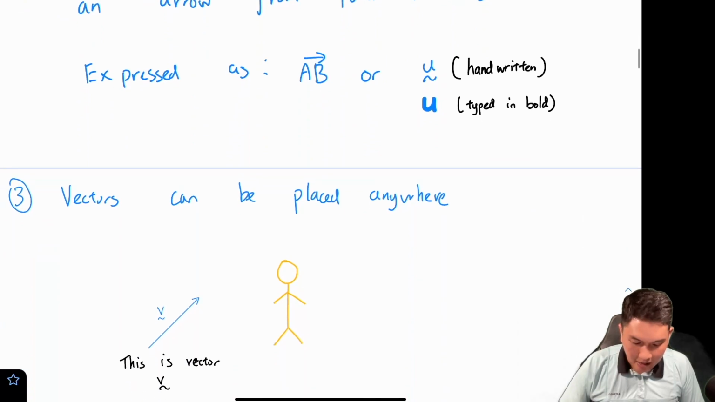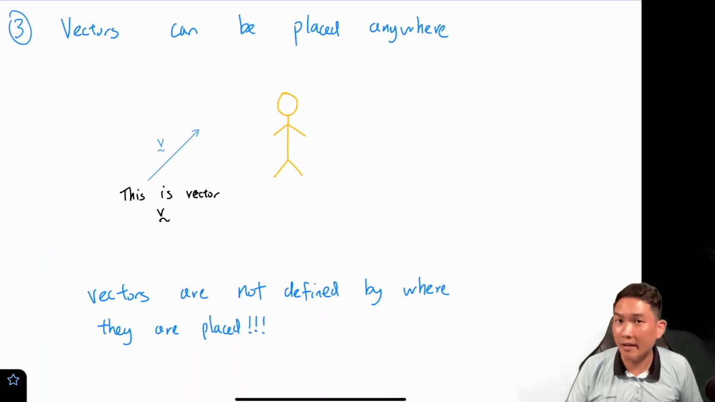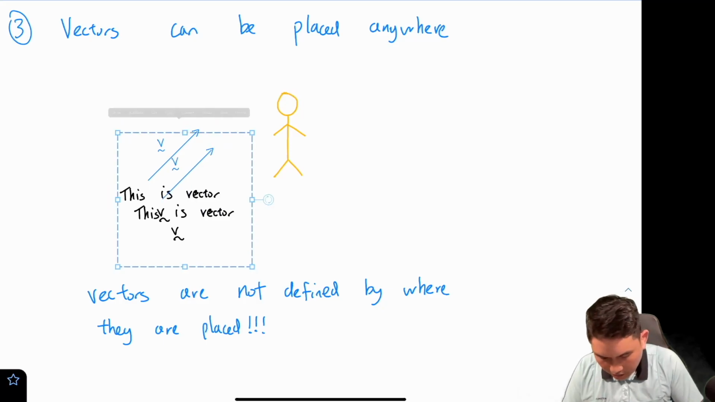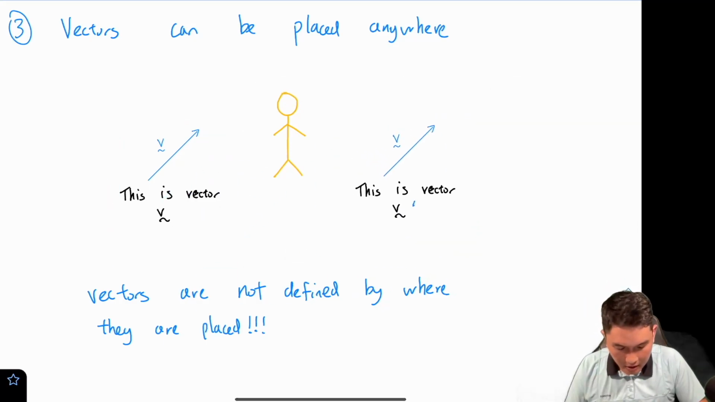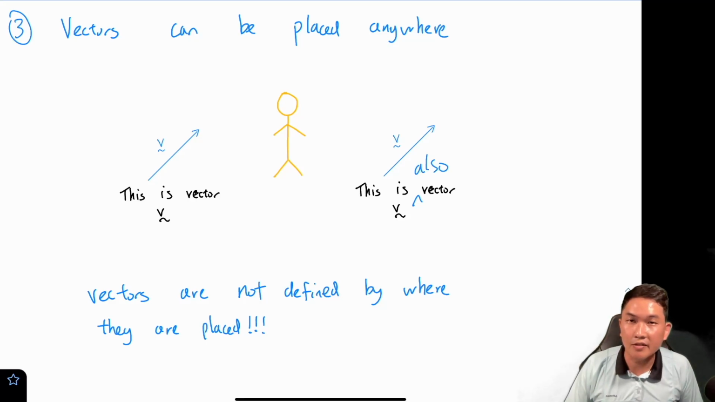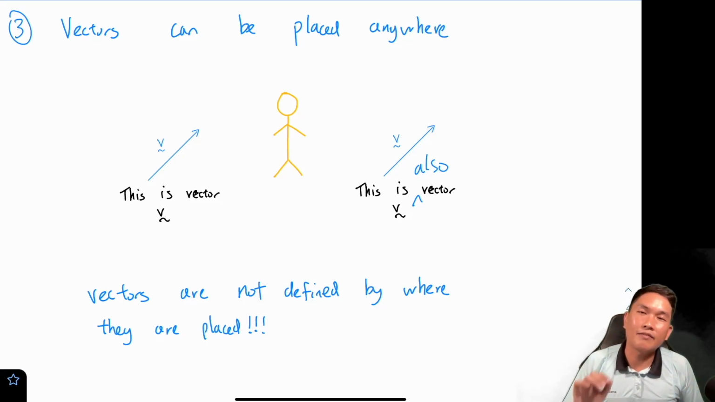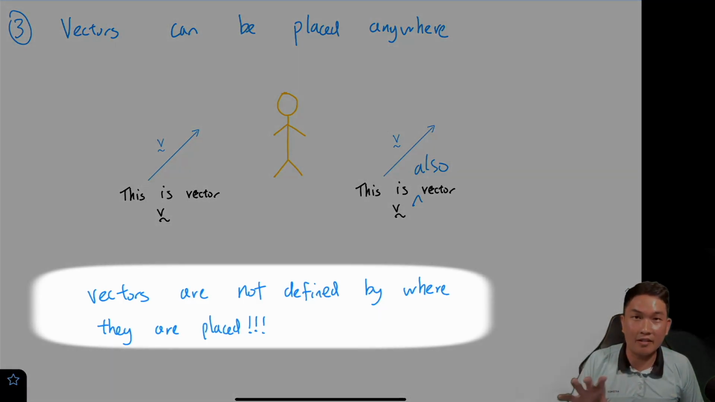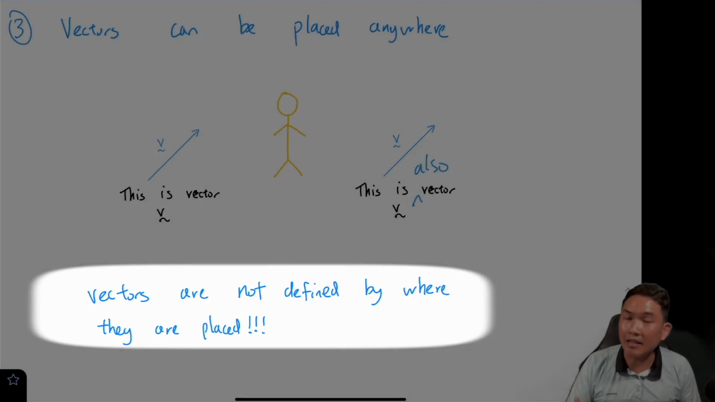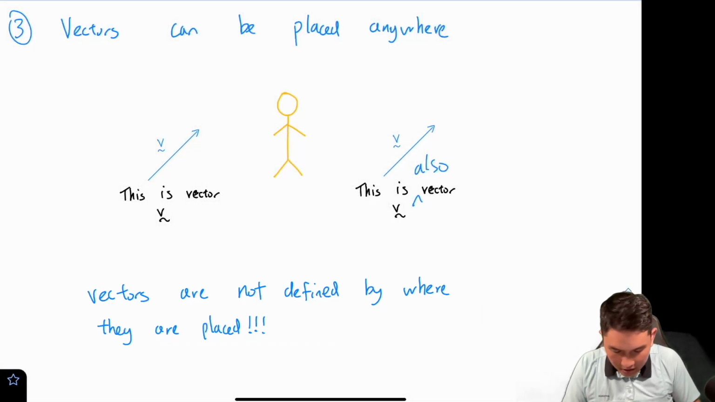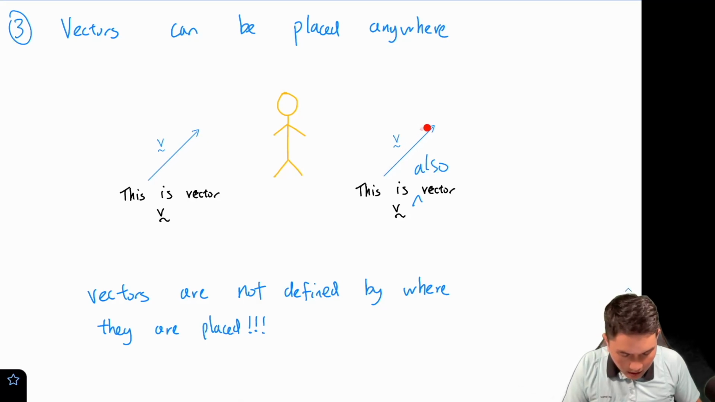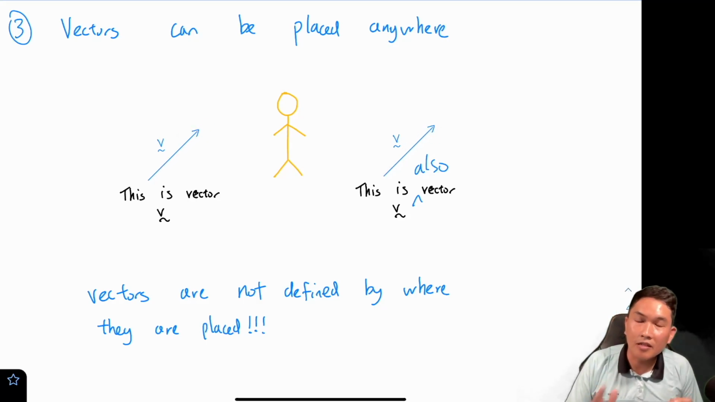Next one, number 3, and this is quite important, vectors can be placed anywhere. Say if I duplicate this and place it on the right, then I will say that this is also vector v. So it turns out if you put vector v anywhere, left, right, it is still vector v. You don't have to say this is vector v on the left, this is vector v on the right. They're all just vector v. So the learning point here is that vectors are not defined by where you place them, right? They are defined by their size and direction. As long as vector v has the same length and it is pointing in the same direction, then they are all just vector v. This is quite important.